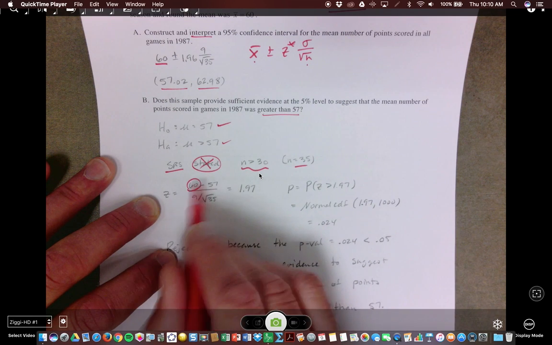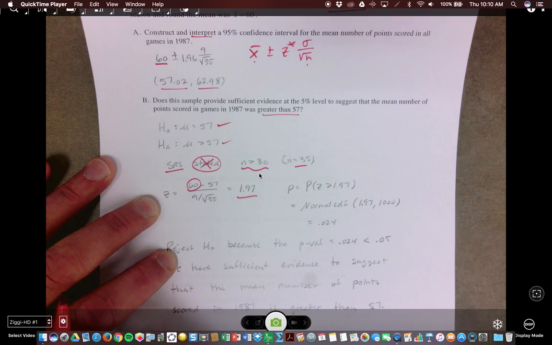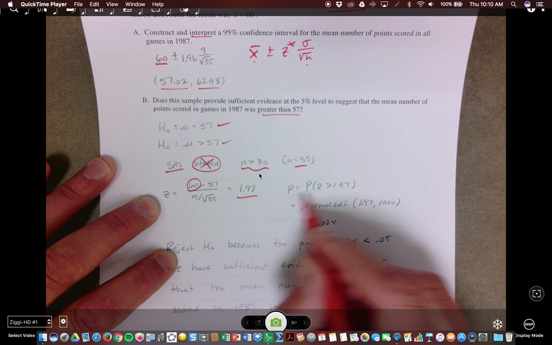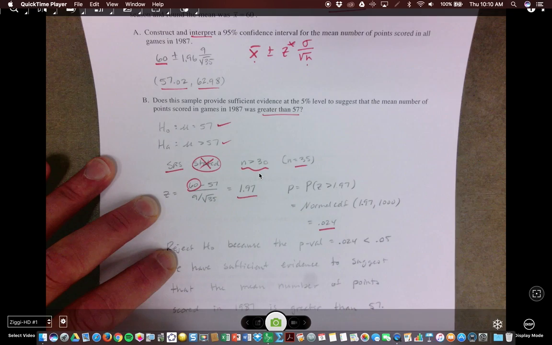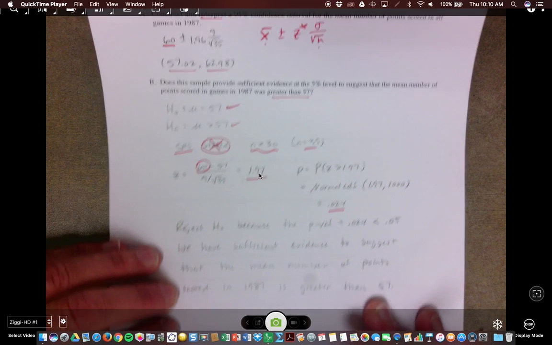From there then, we ended up getting a sample that had a mean number of points of 60. We're going to calculate the z-score for that. We got 1.97. The p-value is the probability of getting a z-score greater than 1.97. So on the calculator, you should end up getting about 2.4%.